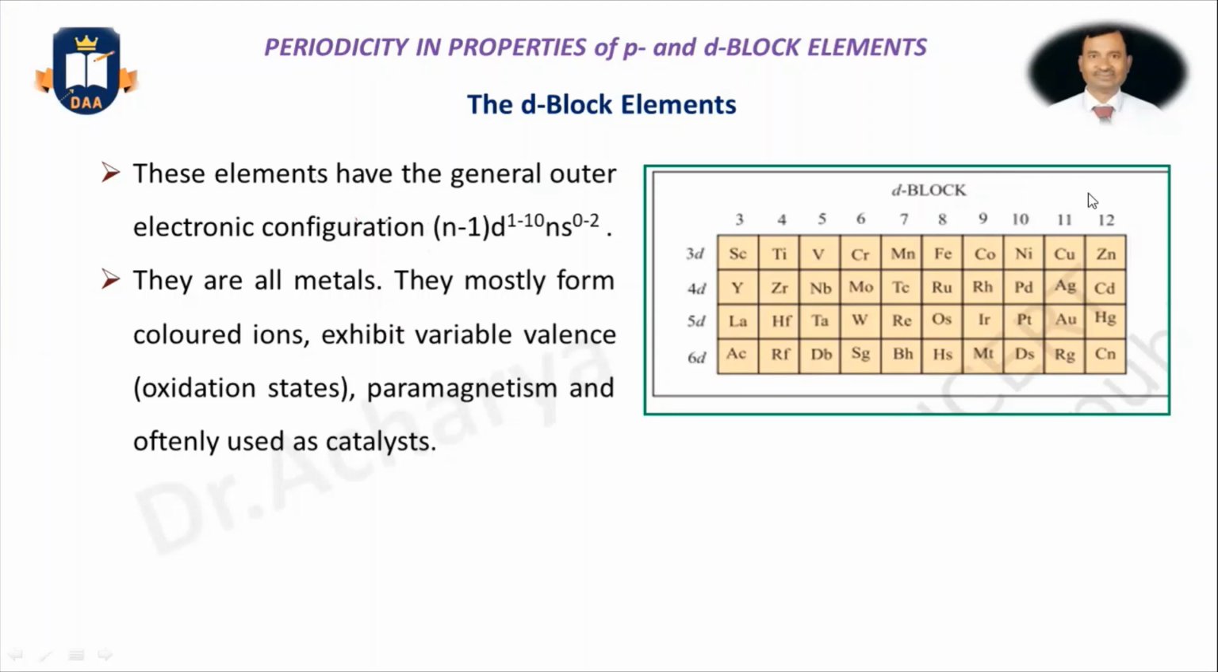These d-block elements are all metals, and they form colored ions and exhibit variable valence. That means they show a number of oxidation states, and they have paramagnetic properties. Paramagnetic properties mean they have unpaired electrons, and these elements are sometimes used as catalysts.